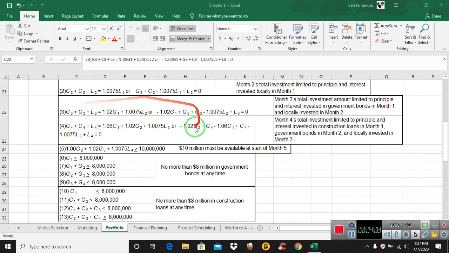That is the toughest part. That's the toughest part to understand, but it's very mechanical, okay? You just learn that structure, and then no matter what kind of problem they throw at you, it's kind of mechanical. You follow the same structure. So on the fifth month, you need to have $10 million available at the start of the fifth month.